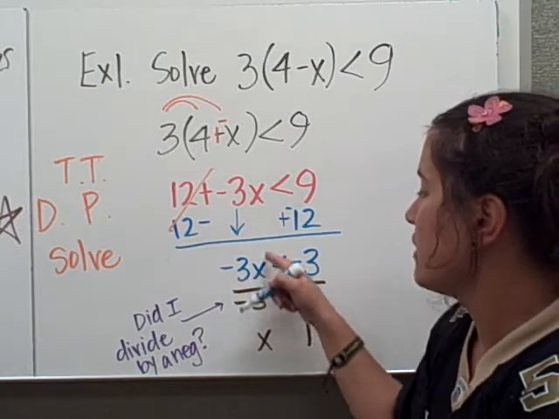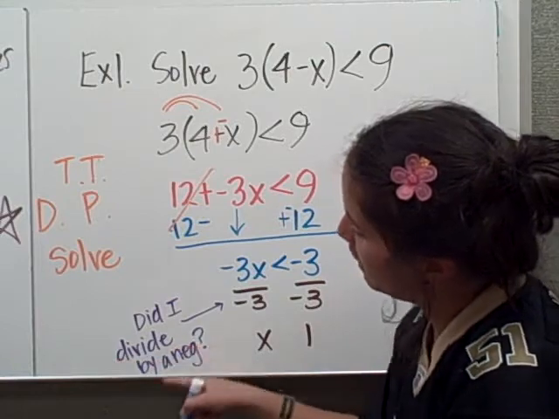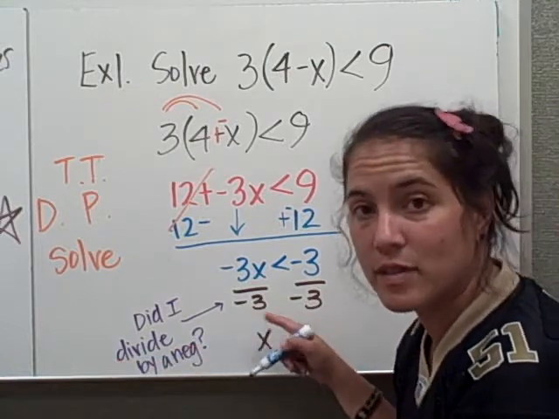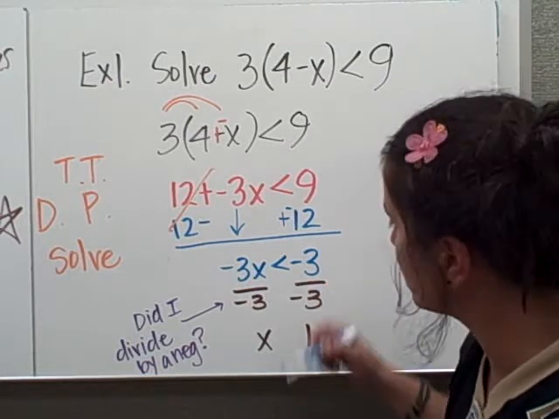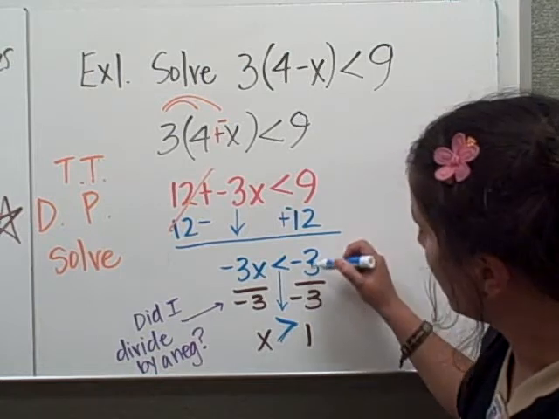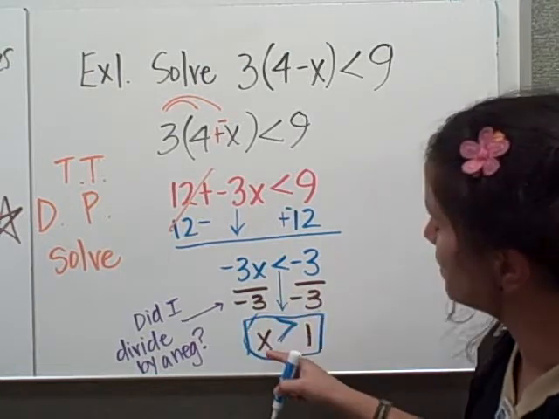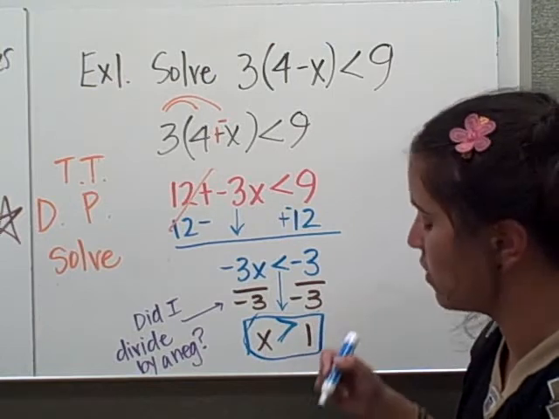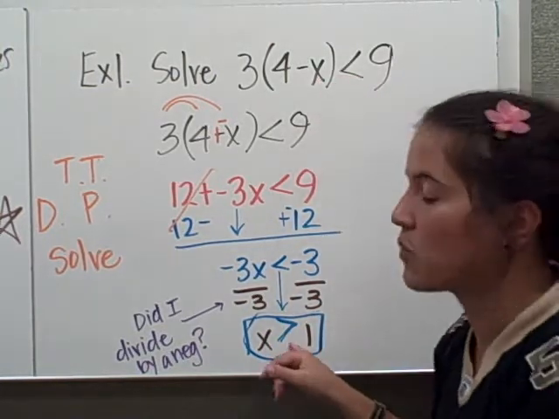To undo multiplication, I have to divide both sides by a negative 3, and I have a little note over here. Did I divide by a negative? Well, what did I divide both sides by? Yes, I divided both sides by a negative, so that means my inequality symbol is going to change, and negative 3 divided by negative 3 is 1. So my inequality is x is greater than 1. That is the solution to this inequality. X is greater than 1.